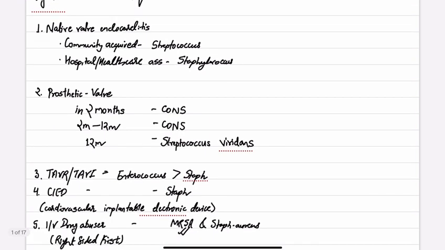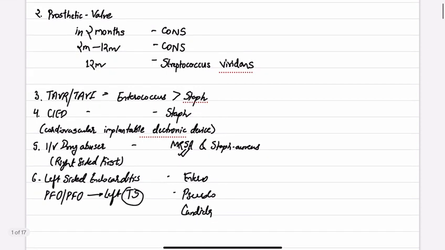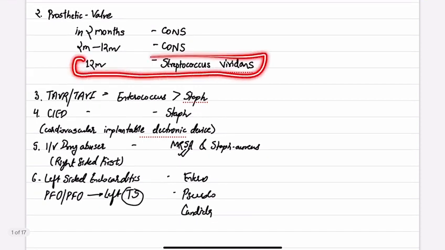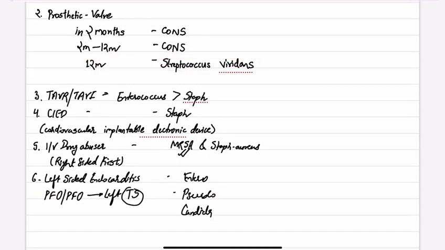For the prosthetic valve in the months 0 to 12, remember both. You have to remember the CoNS, which means coagulase negative Staphylococcus, and for the after 12 months part, we have to go with Streptococcus viridans. For the TAVR or TAVI procedure, you have to go with Enterococcus more than Staph, and with cardiovascular implantable electronic device, you have to go with Staph.